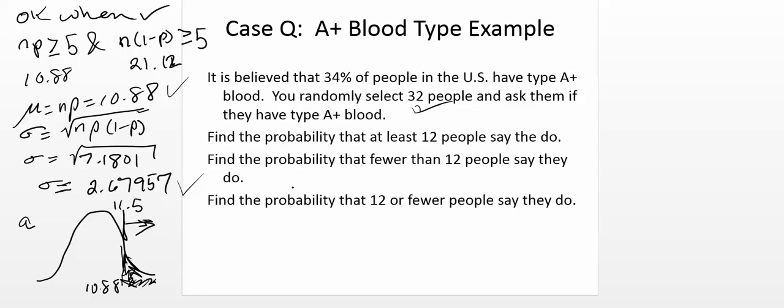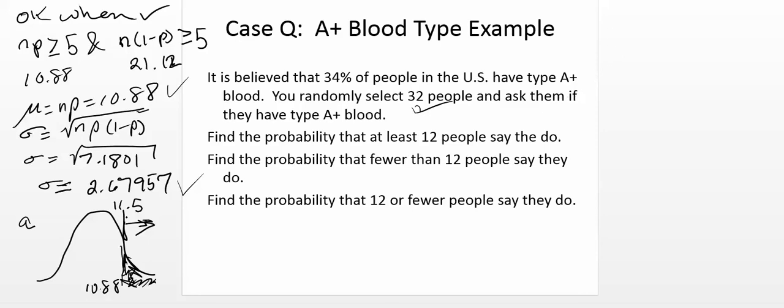And then the next question asks, what's the probability that fewer than 12? Well, fewer than 12 means we don't want to include any of the lump, and part B is going to have us doing quite the opposite, 1 minus what we just found. I'll show you that graphically when we get to it. Let's get started on part A.